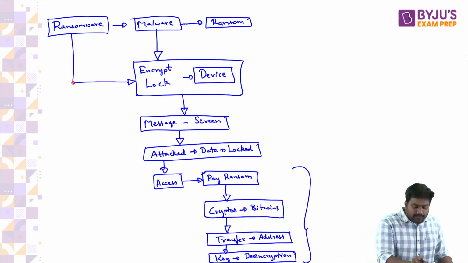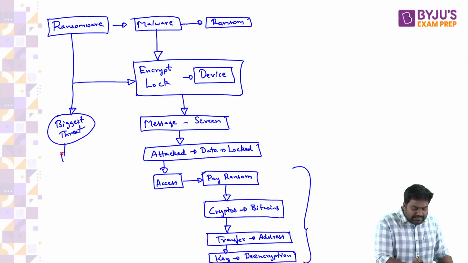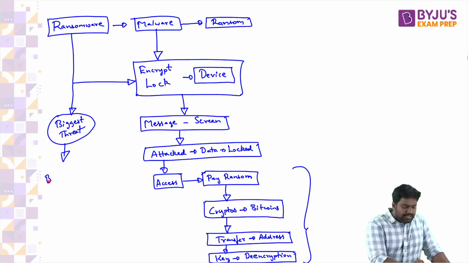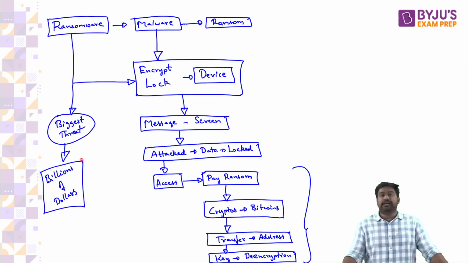So today, ransomwares have become the biggest threat. In the last decade, ransomware incidents are the most common. People, businesses, government entities are losing billions of dollars every single year. That is how big the threat has become.